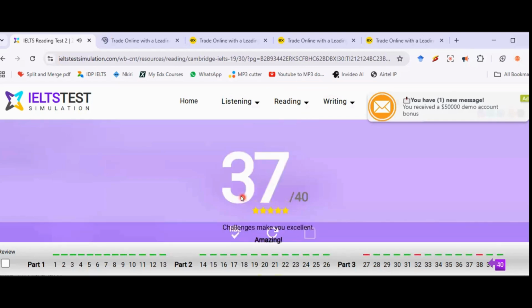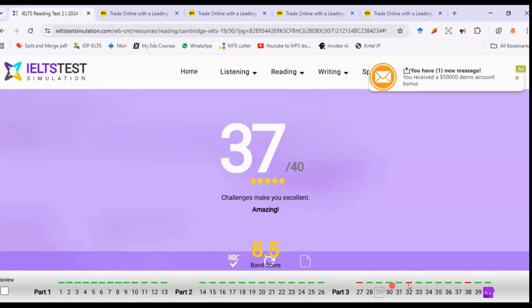I got 37 over 40. Interesting. So, okay, this site is not going to show the questions I got wrong. Number 27, 32, and 38 are wrong. Those are the questions I got wrong. 27, 32, and 38.